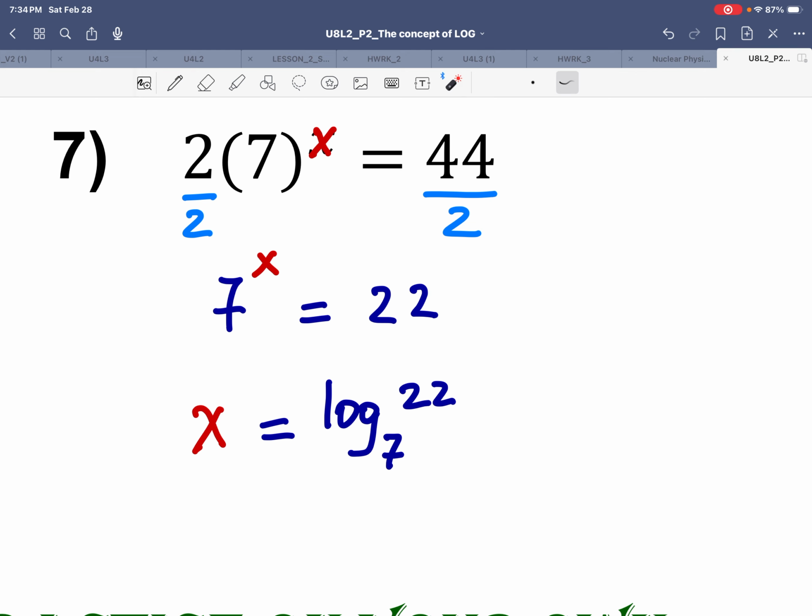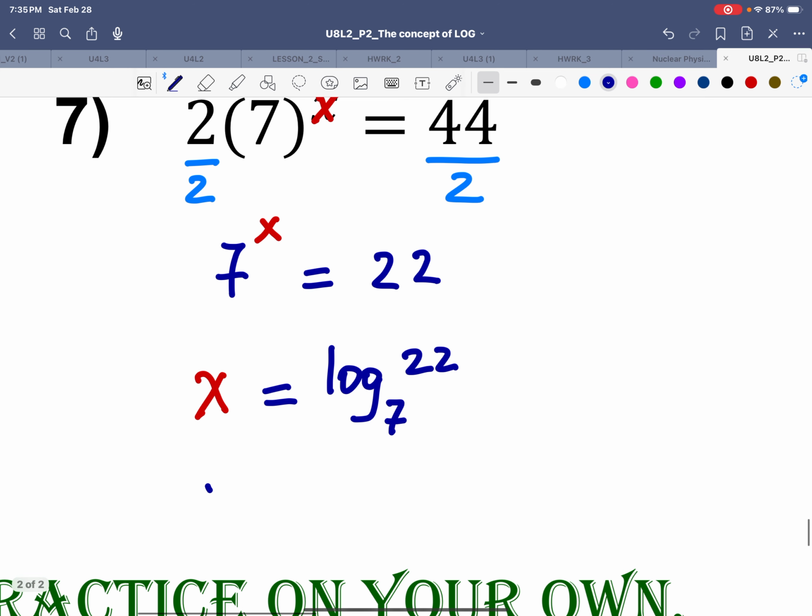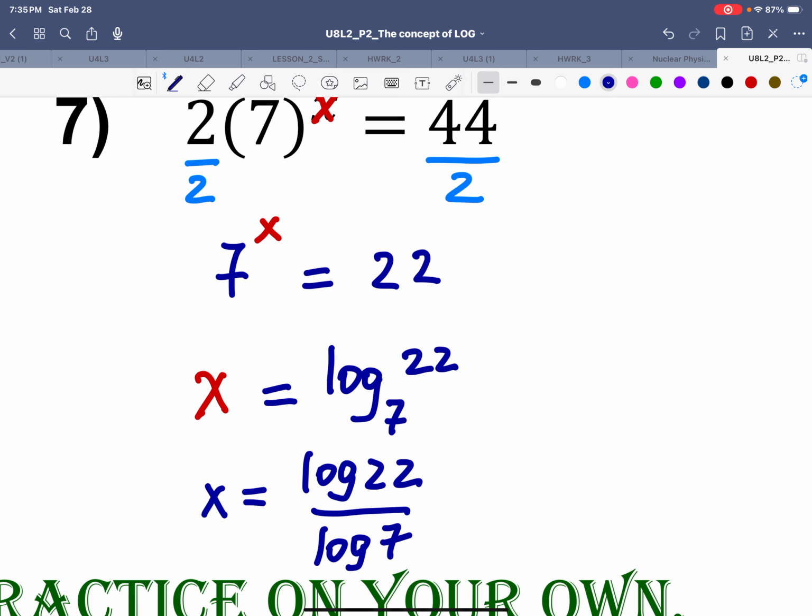And it's very easy to remember this because just think of it as if you are drawing a line here: divide log 22 by log 7, and x will be equal to log 22 over log of 7. Simplify. Evaluate, log of 22 divided by log of 7, and I got 1.59 in this case, so it's 1.588.